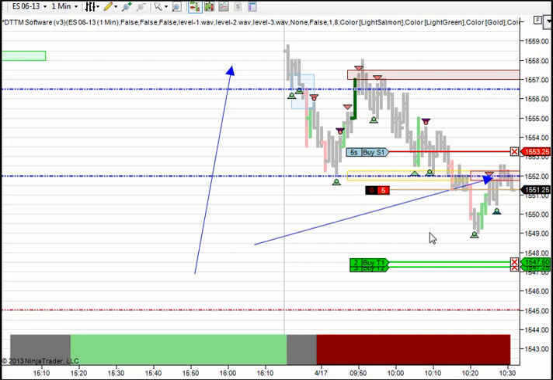We're down to my entry point here, and so I'd like to see some selling aggression come in relatively quickly, even if it's a level 1 bar, just to confirm there is some selling that's coming in off of here, and we may get it on this bar. We'll see.